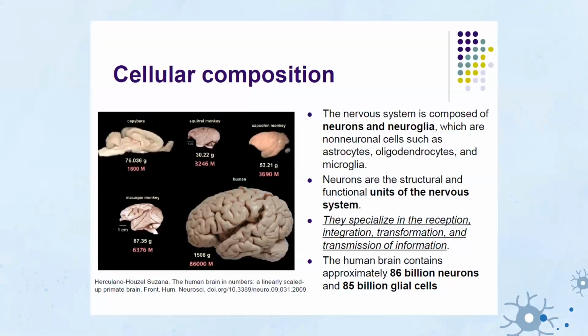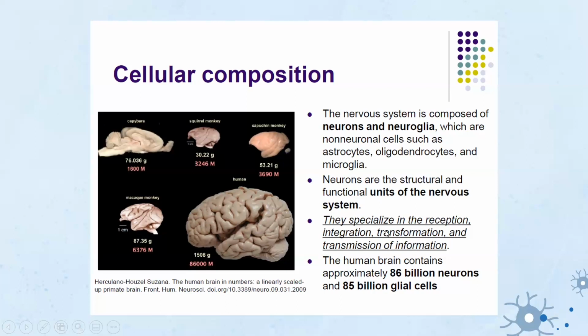Okay, so this is again the doctor's slide. It says the nervous system is composed of the neurons and neuroglia, as we said. The neuroglia are non-neuronal cells, such as the astrocytes, oligodendrocytes, and microglia. These three cells are called neuroglia. Okay. Neurons are the structural and functional units of the nervous system.